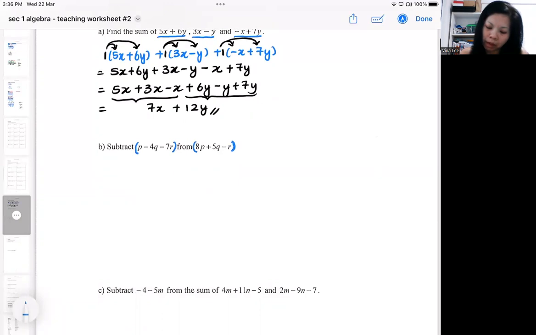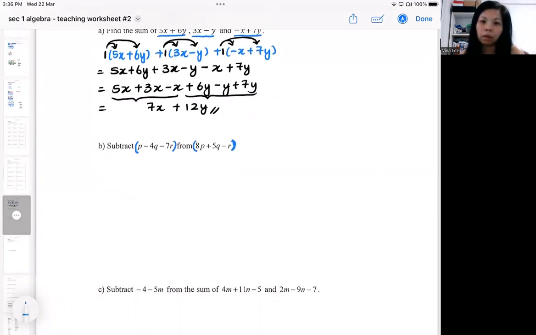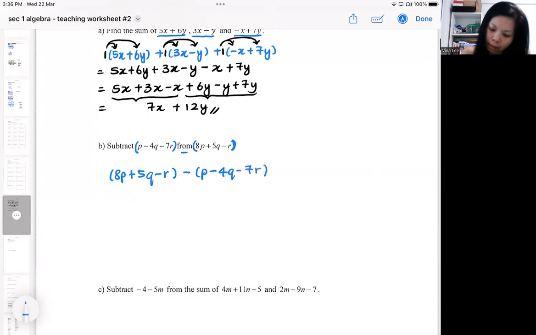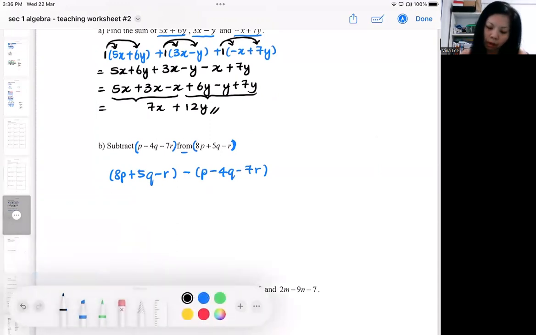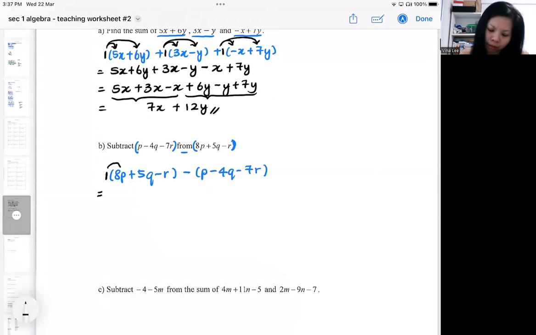A lot of people will make mistakes in this type of question. You are subtracting this from this. 'From' means this is the main expression that you are taking away from. So it's a bracket minus a bracket. Make sure you have the brackets, even though it didn't start off with brackets. Then you expand out the bracket. The invisible 1 is multiplied into the bracket, but in the minus, the invisible 1 is a minus 1, so the minus is going to multiply into the bracket.